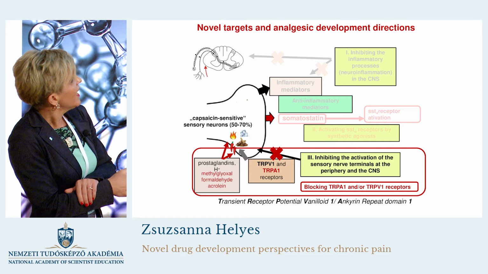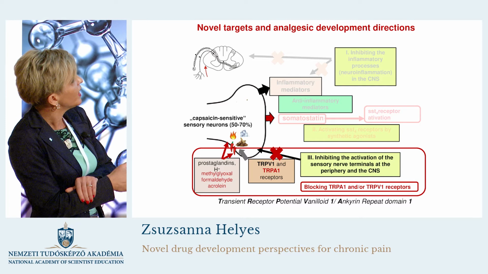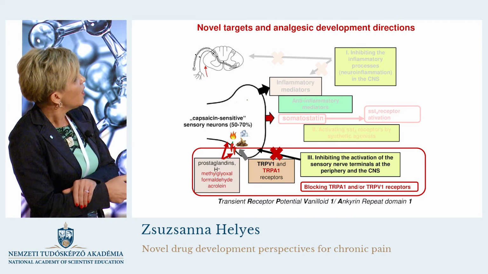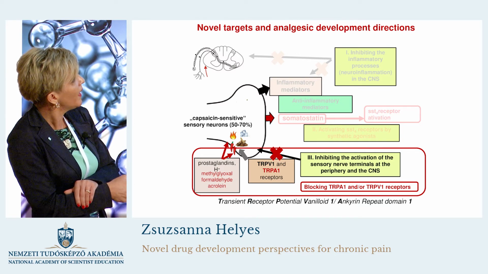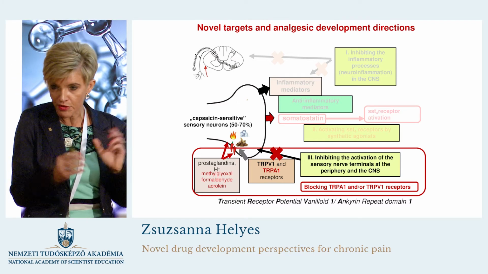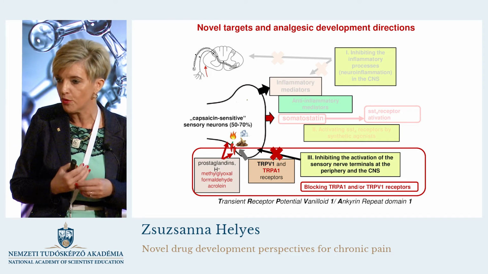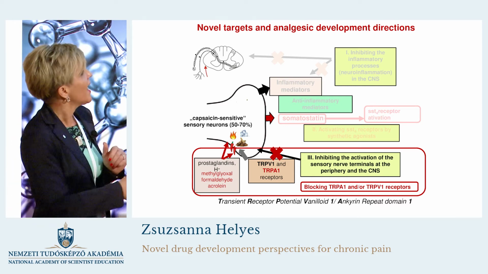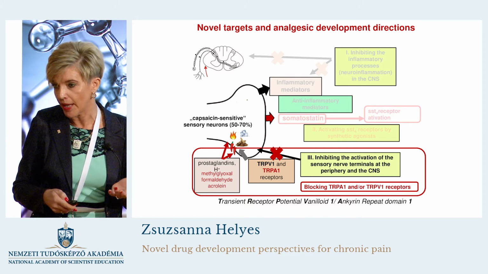And then finally, the other idea we have is to inhibit the activation of the nerve ending, both at the periphery and in the CNS. And now I focus on these two channels, transient receptor potential vanilloid 1 and transient receptor potential ankyrin 1, which are relatives. And they are the capsaicin receptors, so we sense the pungency of the pepper by this TRPV1 and the pungency of cinnamon with the TRPA1. And if we block these receptors either directly or indirectly, we can inhibit pain.